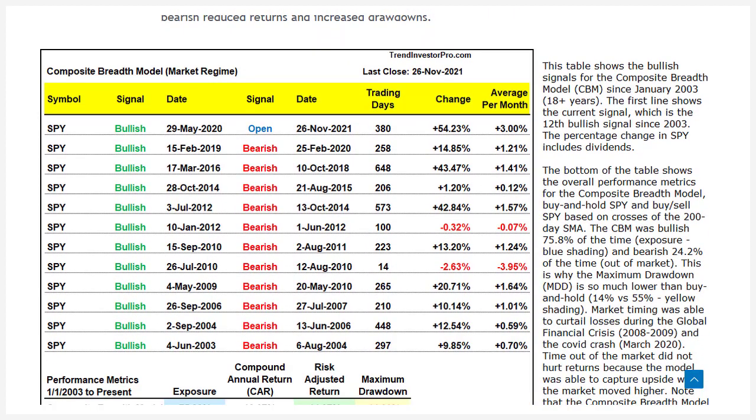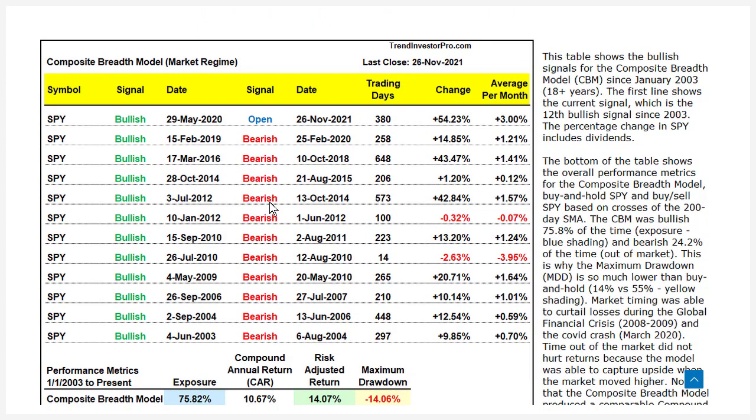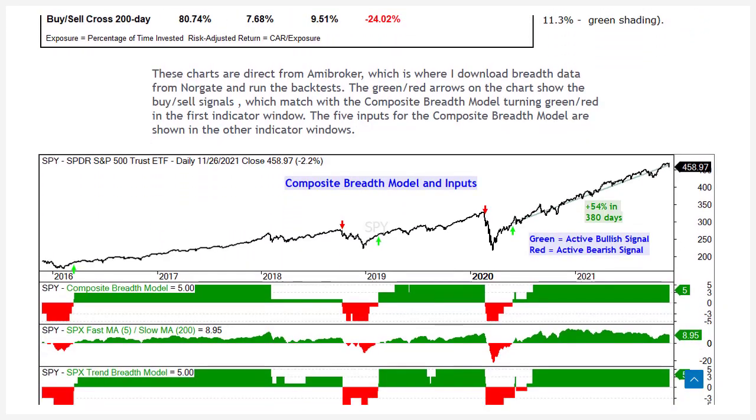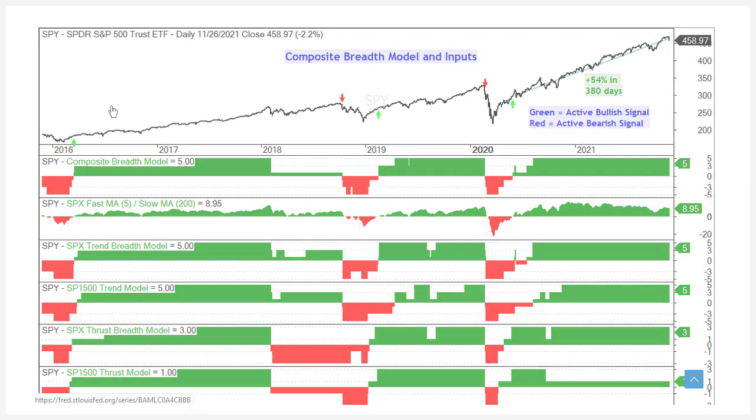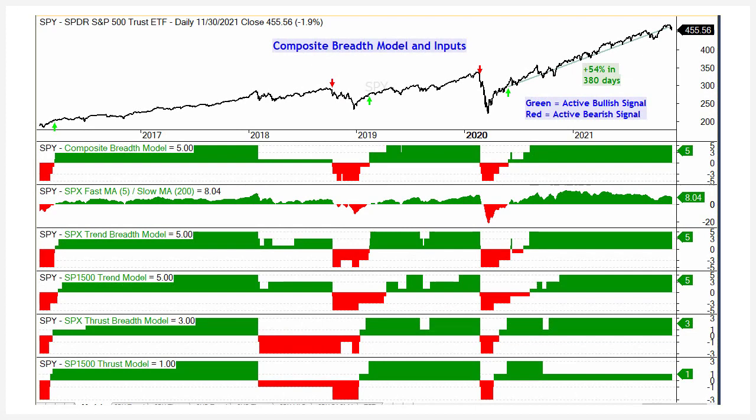And then I've got these signals down here on a table. And there's the current signal. And this was as of the close on the 26th. And we were 380 days into the signal. And there's the change, and there's the average per month. And then if you go down a little bit further on this table, which is available for subscribers, there you can see the signals that we've had. And I'm going to go over to AmiBroker to show you the rest of the charts that come on this table. So here is the AmiBroker chart showing the signals.